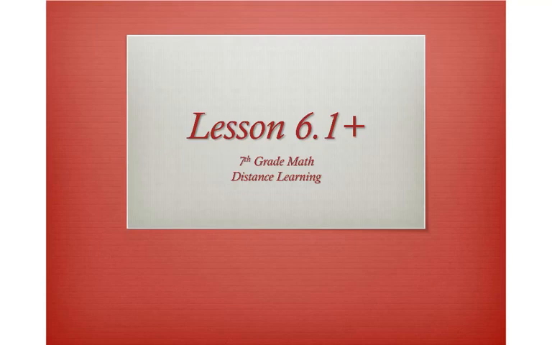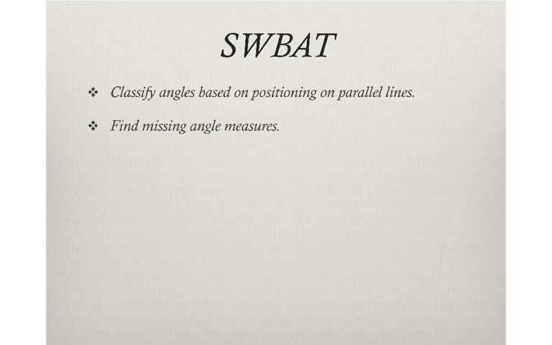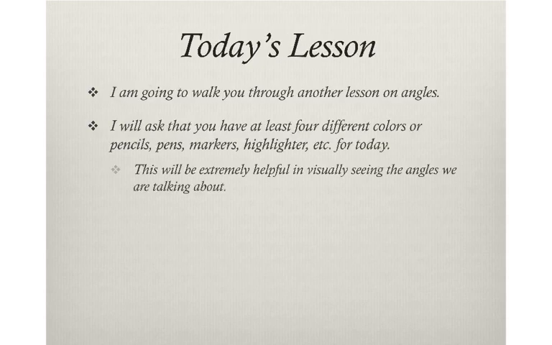Alright guys, so today we're going to do an extension of lesson 6-1, and this is still going to build off of your angles. So, what you guys are going to be able to do is classify angles based on positioning on parallel lines, and then find missing angle measures.